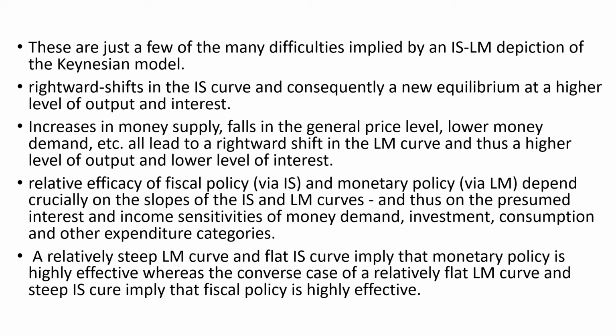If there is a rightward shift in the IS curve, there would be a consequent new equilibrium at a higher level of output and interest rate. And we can see an increase in the money supply, falls in the general price level, lower money demand, etc., all leading to the rightward shift of the LM curve. Thus, there will be a higher level of output and a lower level of interest rate.